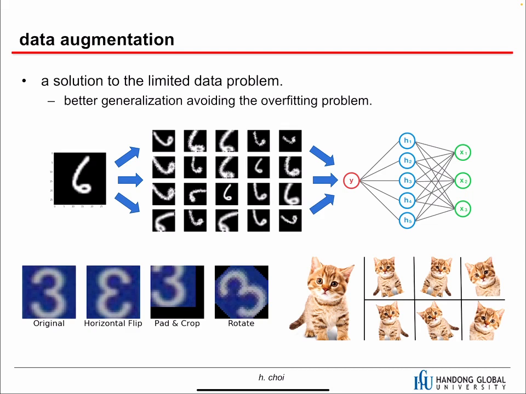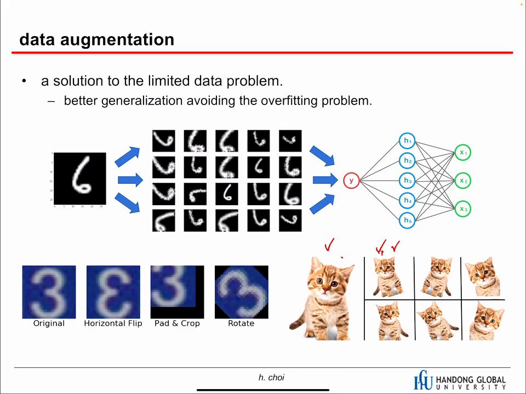Then how? For example, if we are working on images, then look at this example. This is a cat image. Okay, then if we rotate the image slightly, this is a cat too. So if we check this image and this image pixel-wise, this one is a different image, but we know this is a cat. So slight rotation keeps the same class. Okay, so that we can make a new image sample.